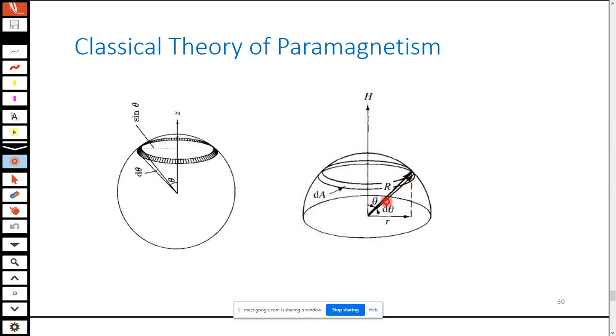And this is your magnetic moment mu. We can put it in a sphere with unit radius, where r is equal to 1, and then we assume that in the beginning, let's say when there is no field, these moments will be all random.